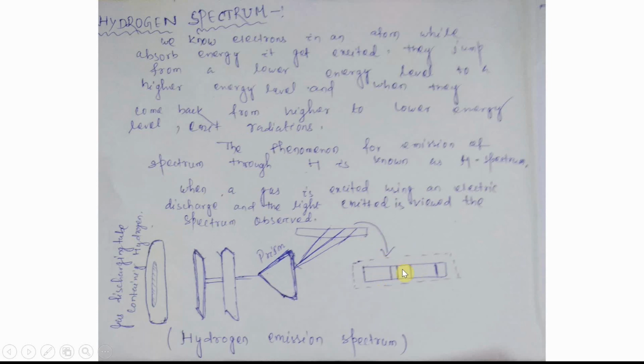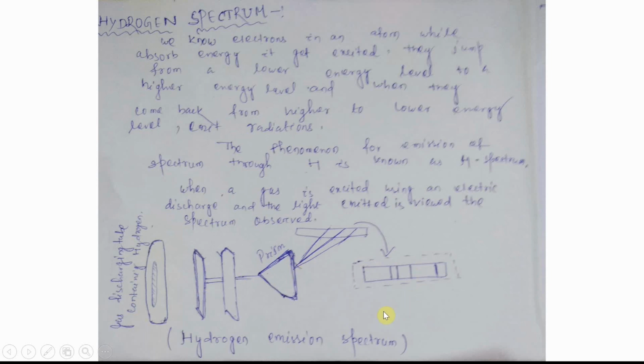These are the line spectrum, strip lines. These are the different colors. I have not given the colors here, but spectra of different colors having different wavelengths you can achieve. We will discuss that later. So this is a hydrogen emission spectrum. How the phenomenon occurs and how it is observed, we will discuss here.